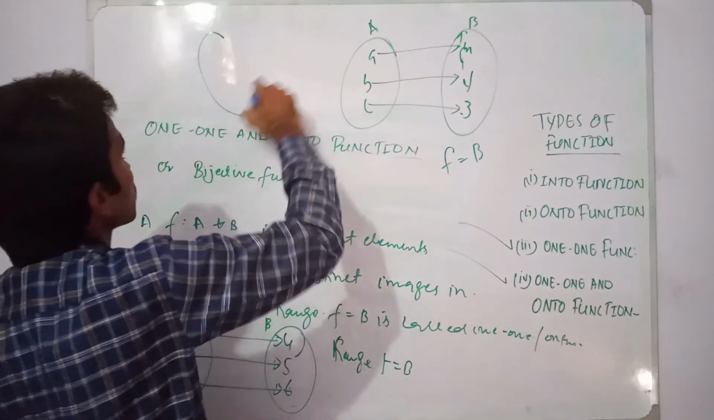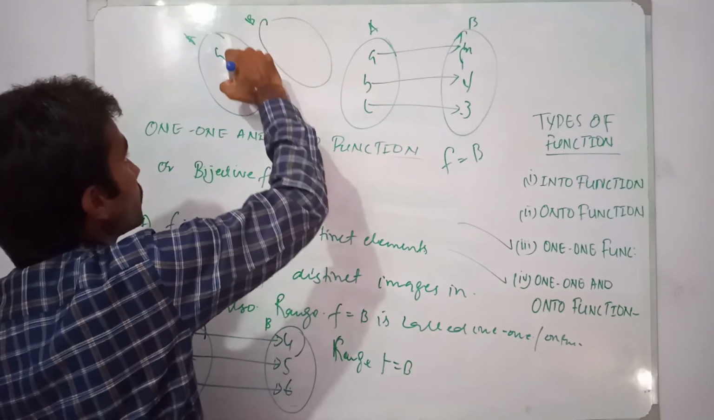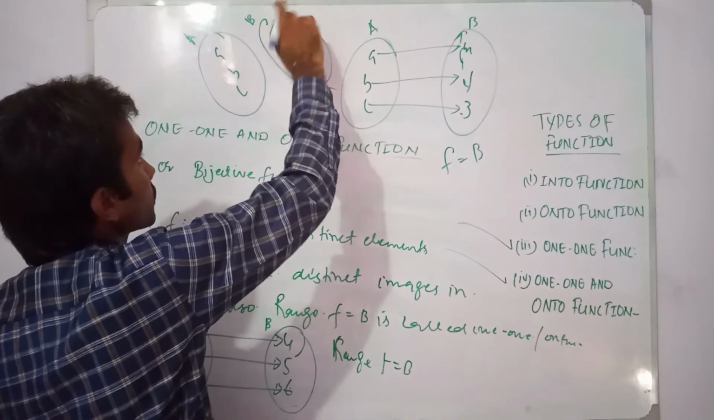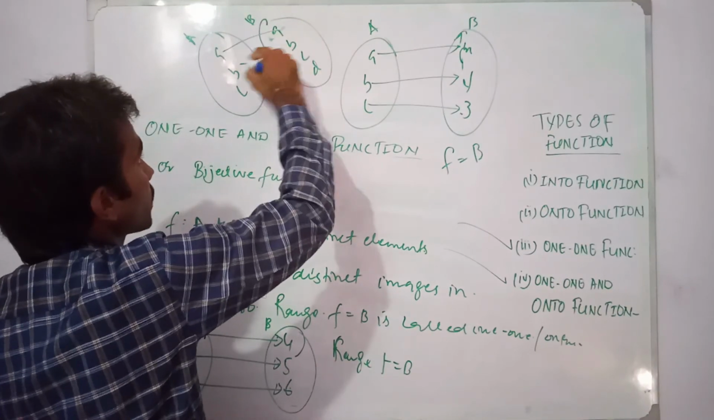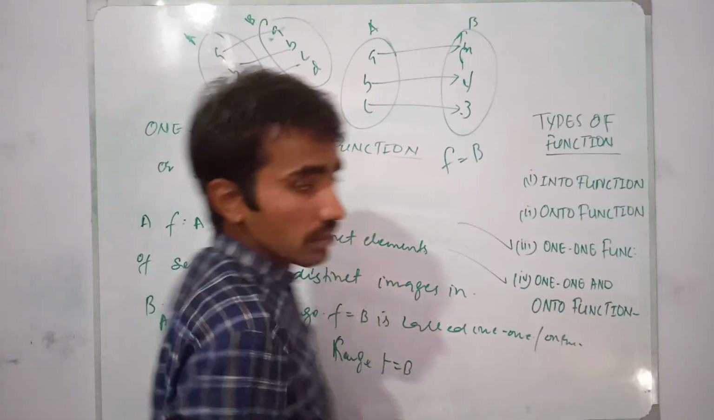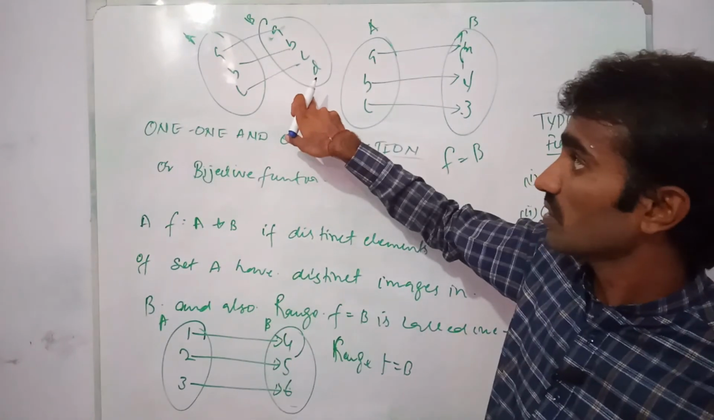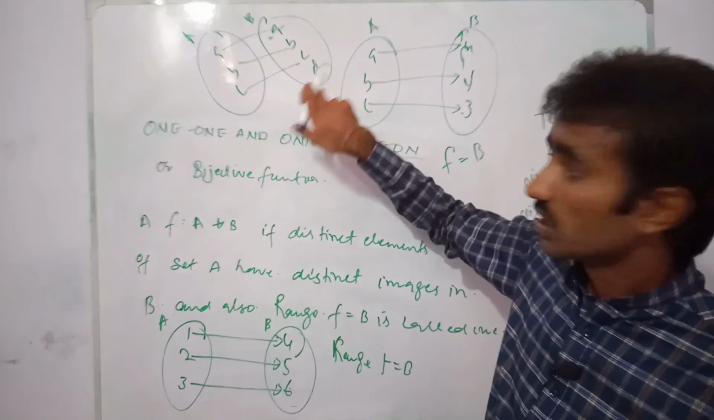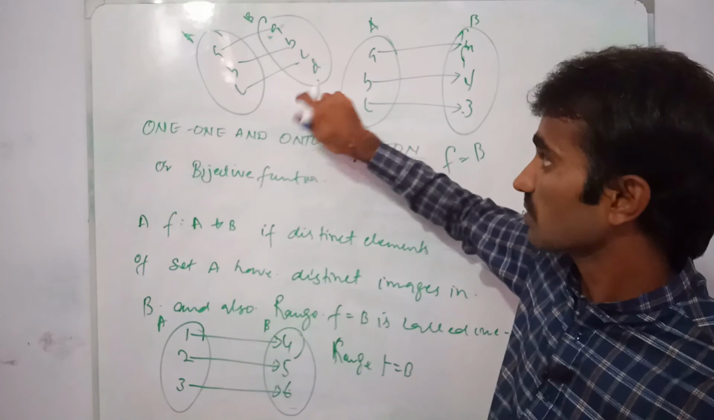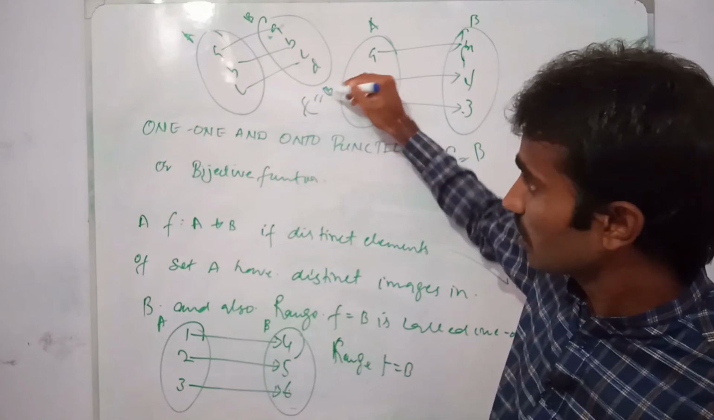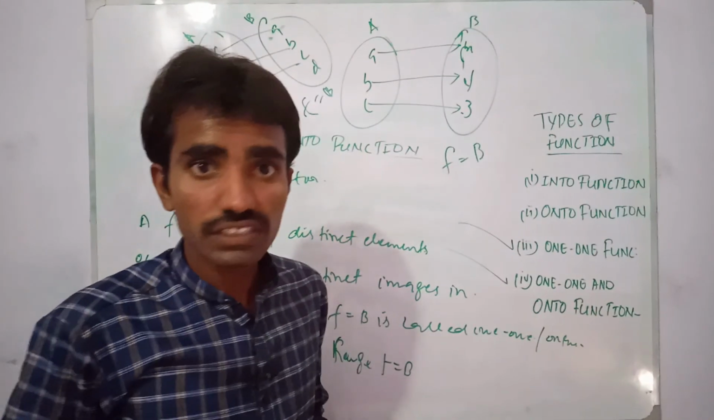Now take A, B, C in set A and A, B, C, D in set B. We call it, this is not a one-one onto function. Why? Because this is a one-one function, but this is not an onto function. Why? Because range f is not equal to B. That is why we cannot say that it is a one-one onto function.